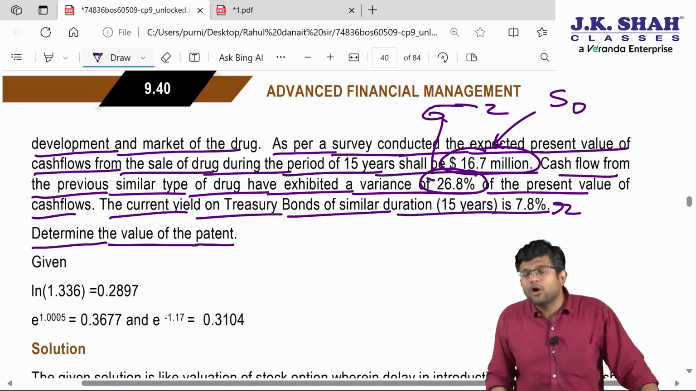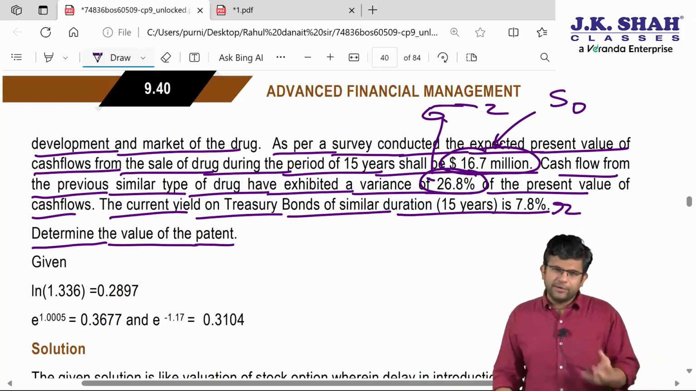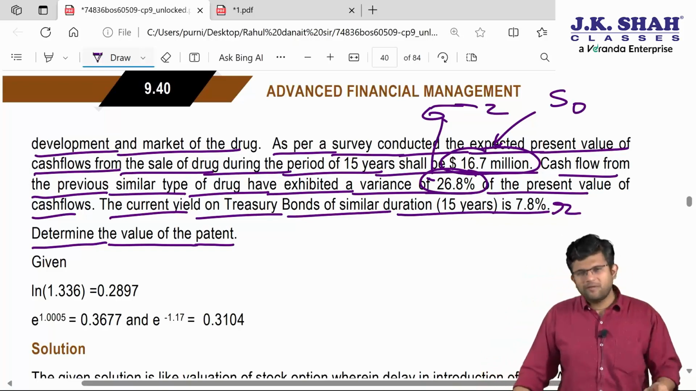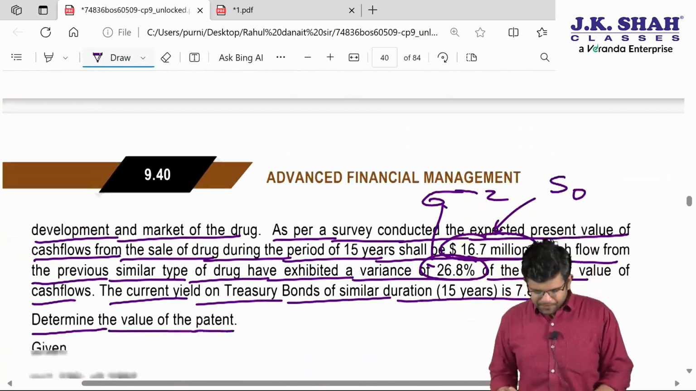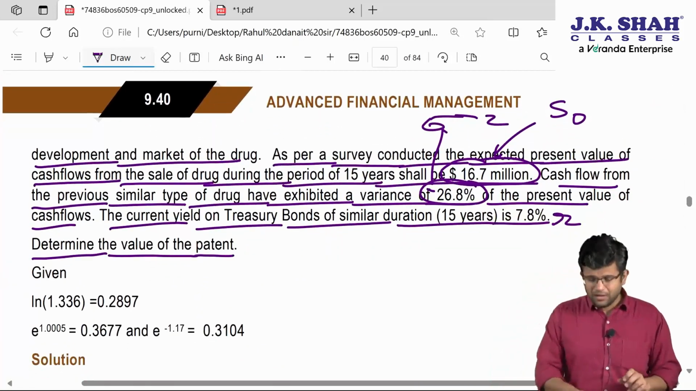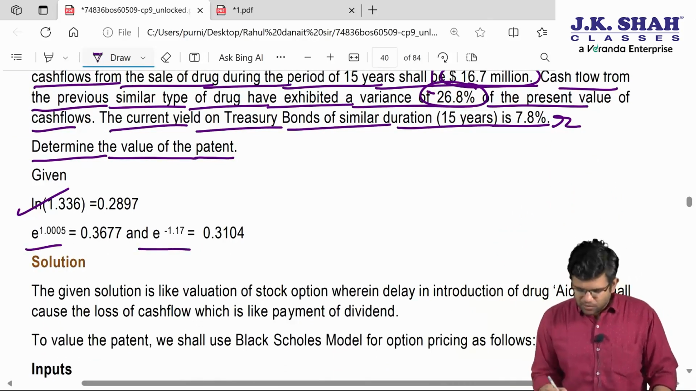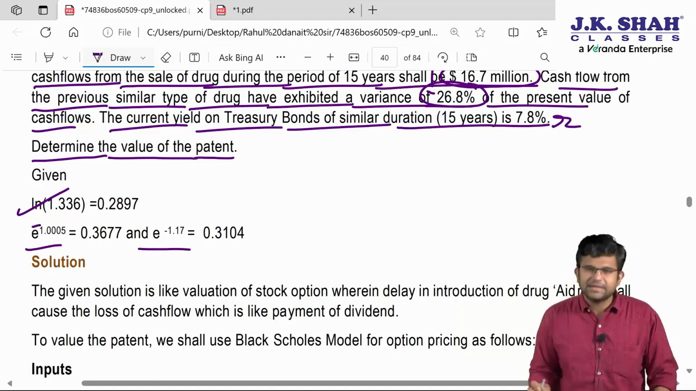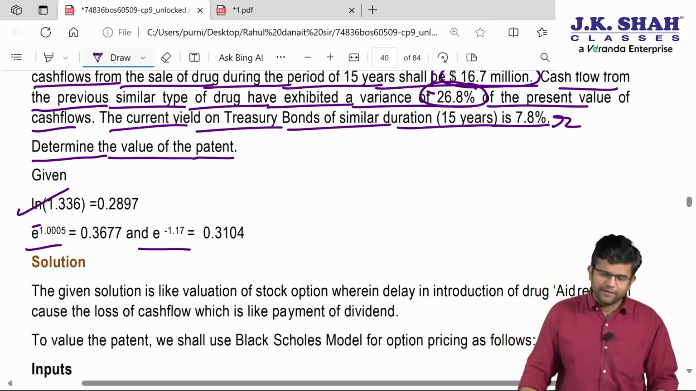Now, how do you value a call option, right? It's a patent. Patent is a right. How do you value this right? Using Black-Scholes. I'm pretty sure you know the formula of Black-Scholes and all the variables are there around this. Everybody clear? So students, we will start doing here. Also, they have helped you with the natural log answer and the e raised to answers. One printing mistake that has happened in ICAI is this is e raised to minus 1.0005. Okay, e raised to minus 1.0005.